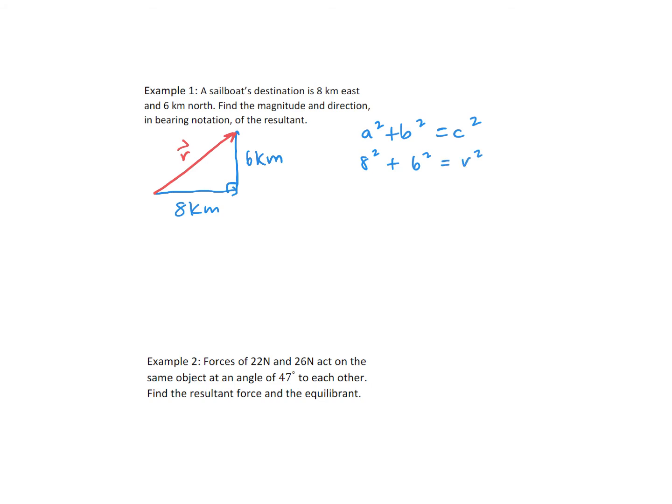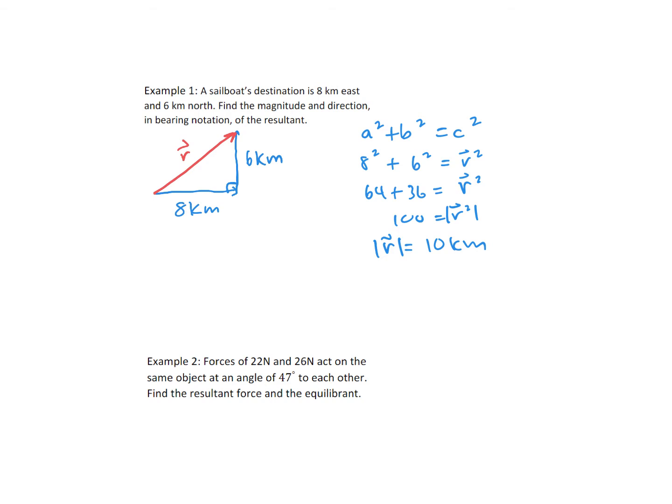And that would be 64 plus 36, which is 100. Let's put the vector symbol there. So the resultant vector, the magnitude is 10 kilometers. That's pretty straightforward. Let's put our magnitude symbol. So the magnitude, meaning the absolute value, is 10 kilometers.